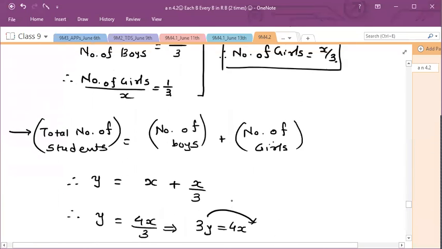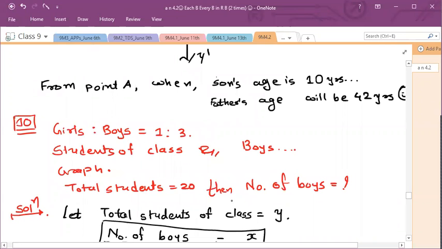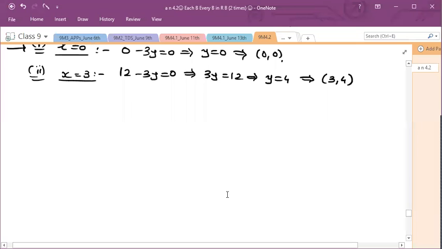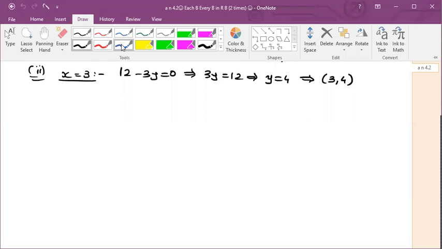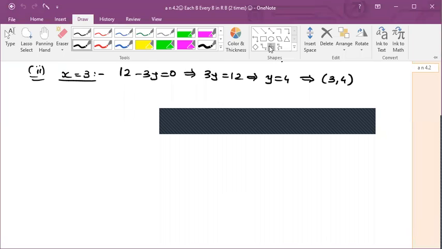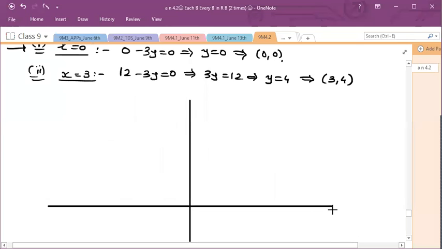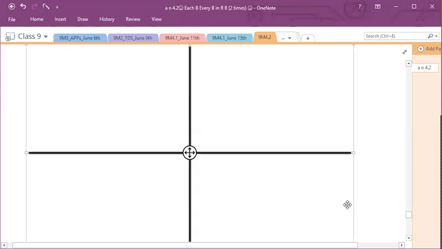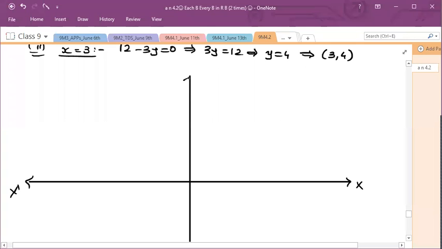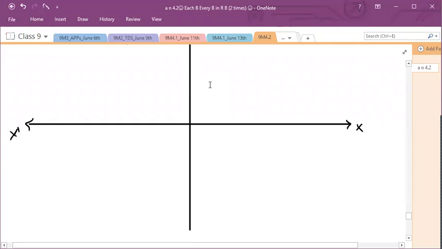Okay, now let us try to plot its graph, and they are also telling to find the number of boys when total students is 20. So our graph scale should be such that you can include 20 in it. So suppose this is our graph. This is the x-axis, x dash. This is y, y dash. And here we are having the origin.